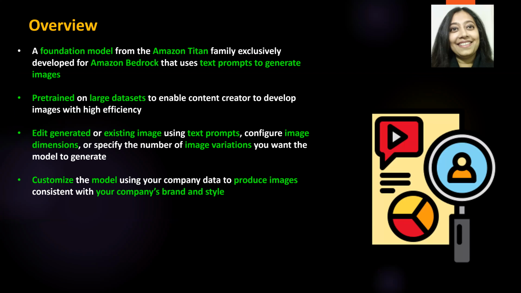So what is Amazon Titan Image Generator G1 version 1? It is a foundational model from the Amazon Titan family that was exclusively developed for Amazon Bedrock. And this particular model uses text prompts to generate images.